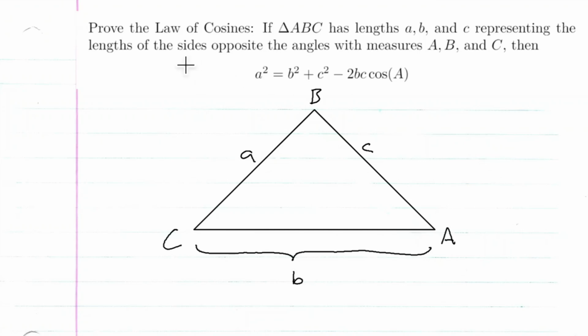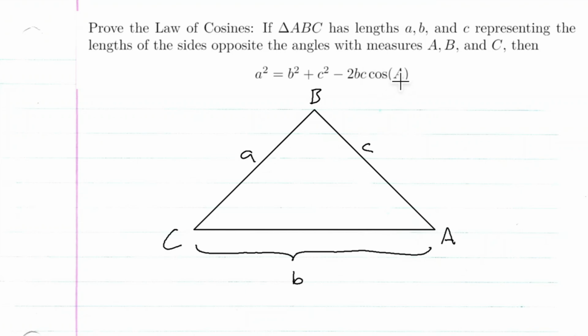Okay, so I'm going to prove the law of cosines, which states that if triangle ABC has side lengths a, b, c representing the lengths of the sides opposite those angles, right? a is opposite A, b opposite B, and c opposite C, then a squared equals b squared plus c squared minus 2bc cosine of A.